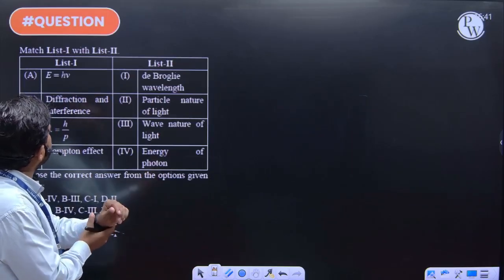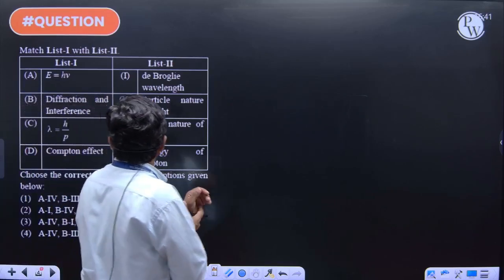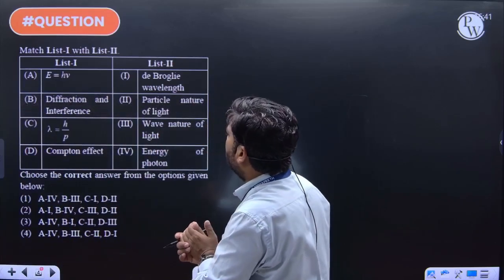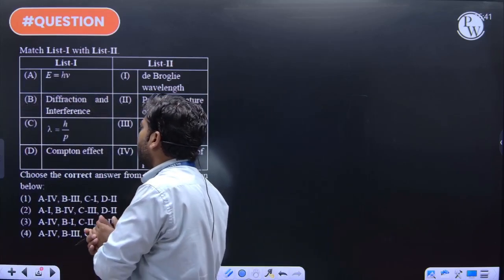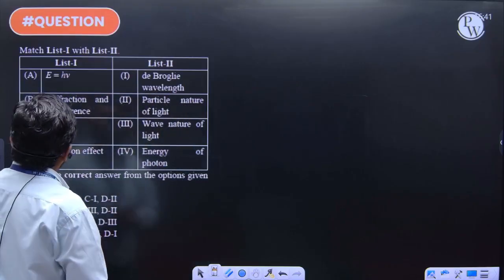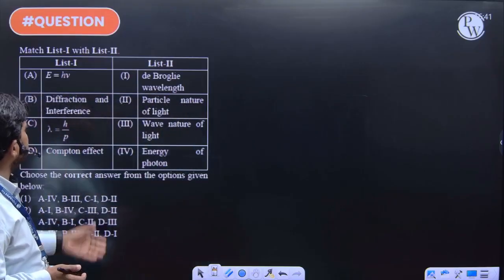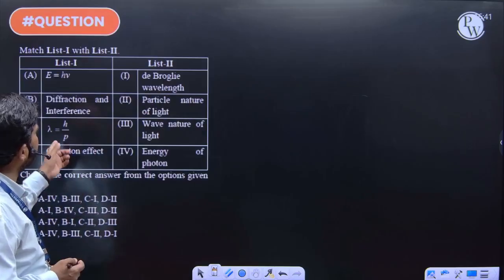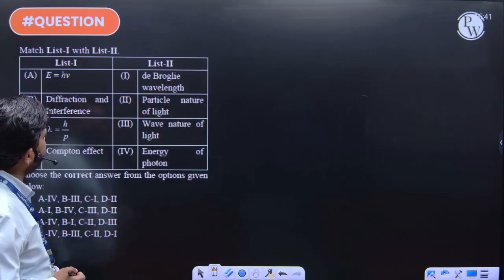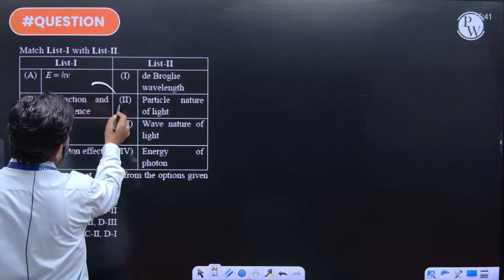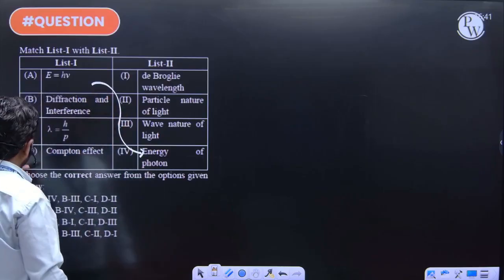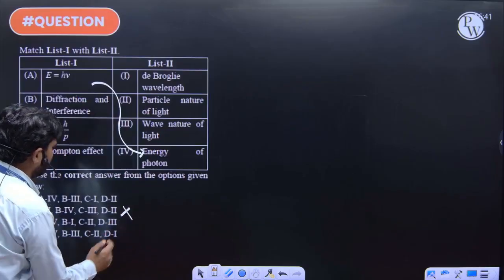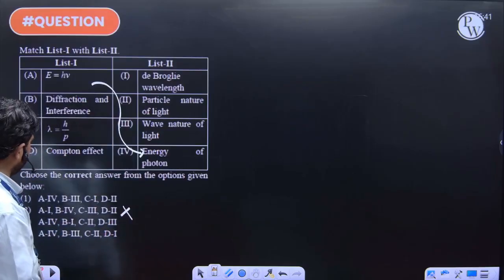Now match list 1 with list 2. E is equal to h nu, diffraction and interference, lambda is equal to h by p. You know that these are the de Broglie wavelength. E is equal to h nu. What is it? Energy of a photon. So E is option number 4. So definitely this option is gone. That is not a correct option.